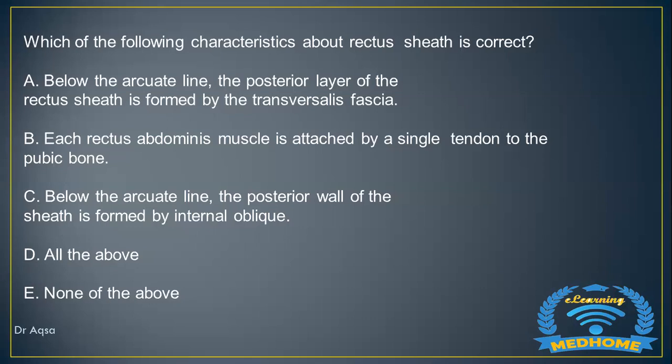Okay. Why A? Because A is correct. There is doubt in the others. What is the doubt? Each rectus abdominis muscle is attached by a single tendon to the pubic bone. They're talking about single tendon. So it's wrong. And C? Below the arcuate line, the posterior wall of the sheath is formed by internal oblique. So the posterior wall of the sheath is not formed by internal oblique. So it is formed by which? It is formed by sheath.